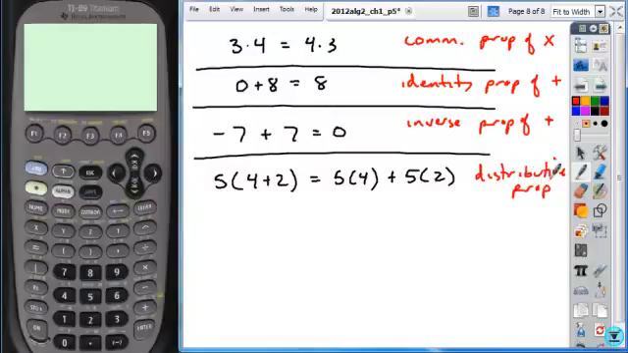Okay, so those ones are pretty straightforward. Hopefully you're able to just see them and quickly be able to identify what they are.